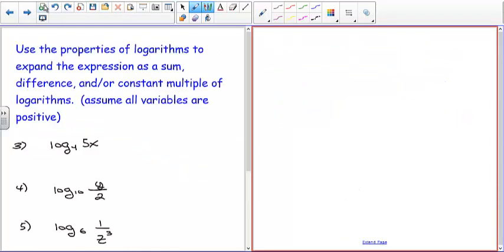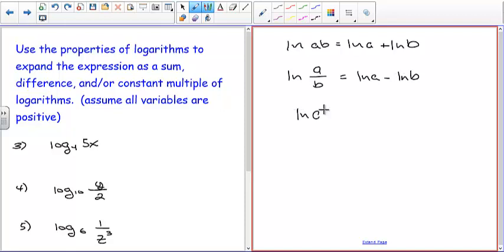Okay, the next thing: use the properties of logarithms to expand the expression as a sum, difference, or a constant multiple of logarithms. So the three rules are: the natural log of the product of two quantities is the natural log of the first quantity plus the natural log of the second one. The natural log of a over b, or a divided by b, is the natural log of a minus the natural log of b. And the natural log of a to the b power is b times the natural log of a. I'm using natural logs, but it doesn't matter what base you're in. So if you're in base 4, you use base 4.